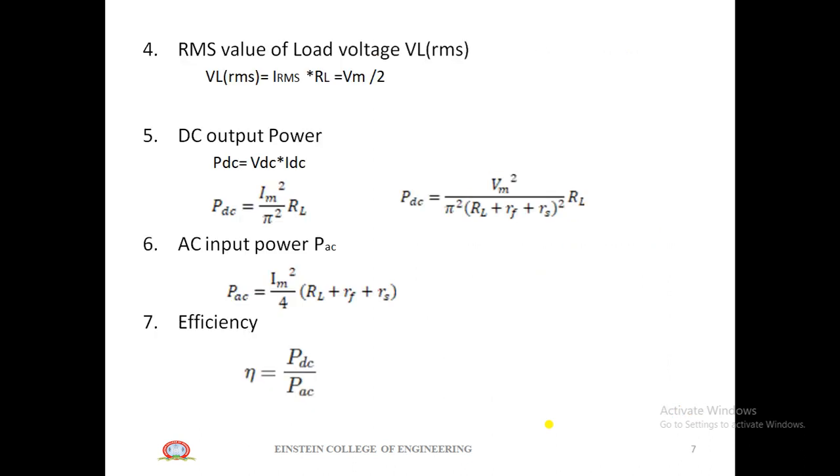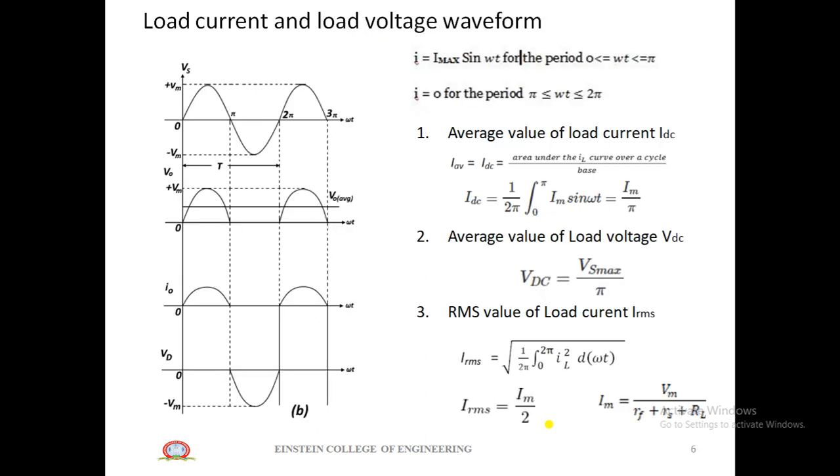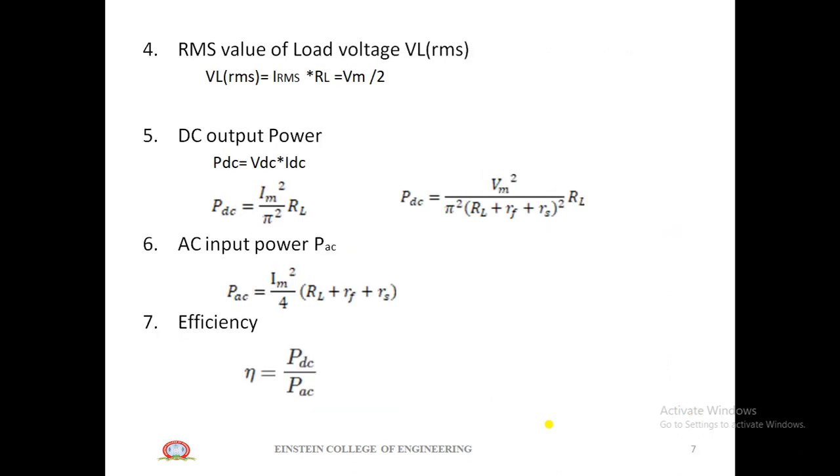Next term is the RMS value of load voltage. Same thing, we can find it from IRMS into RL. VL is equal to IRMS into RL. While substituting the IRMS value, which we saw in the third equation, we get Vm by 2.